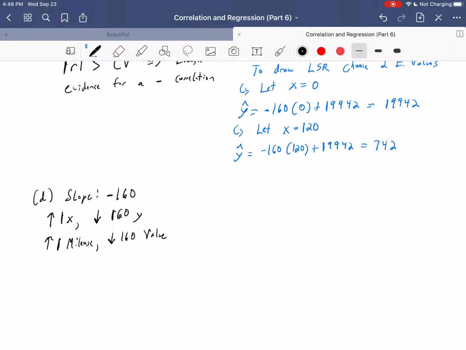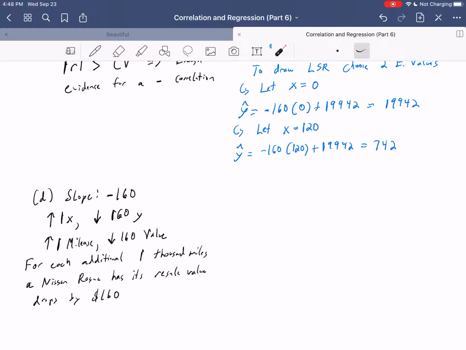When we go to write our interpretation, make sure to include the units. How did we measure the mileage? Well, it wasn't in miles, so this isn't 1 mile. This is actually going to be 1,000 miles because we measured the miles in thousands, and the value was measured in dollars. So we'd say for each additional 1,000 miles, a Nissan Rogue has its resale value drop by $160.